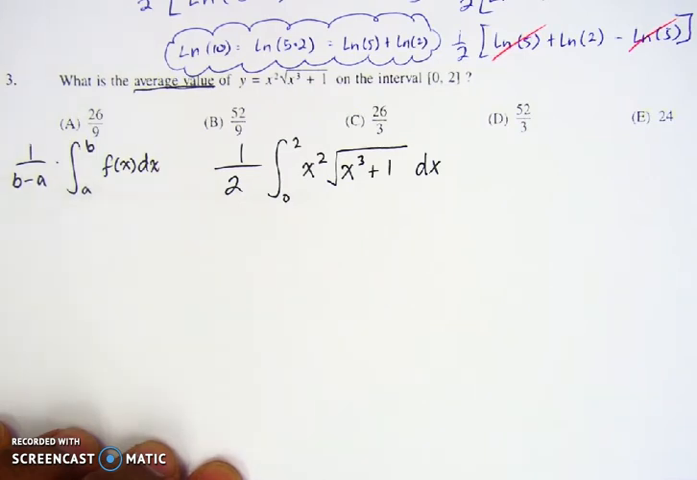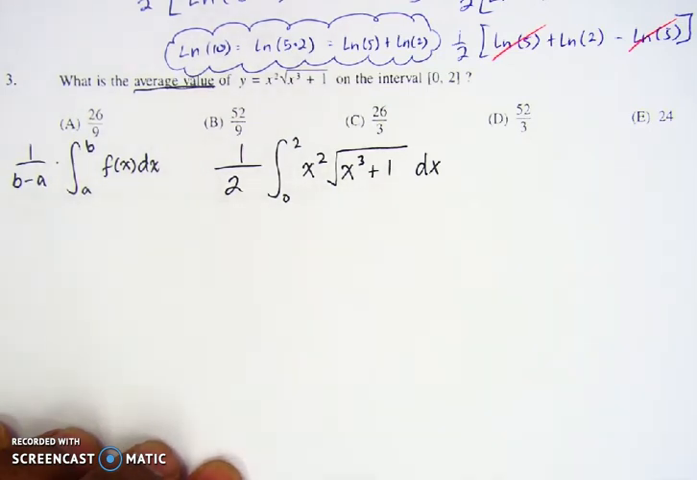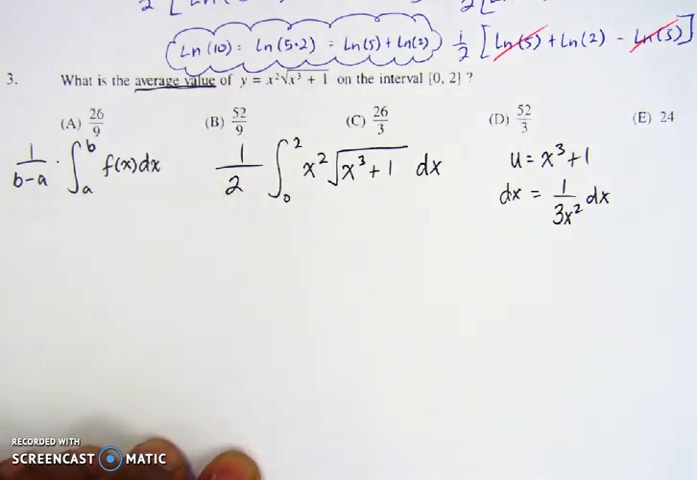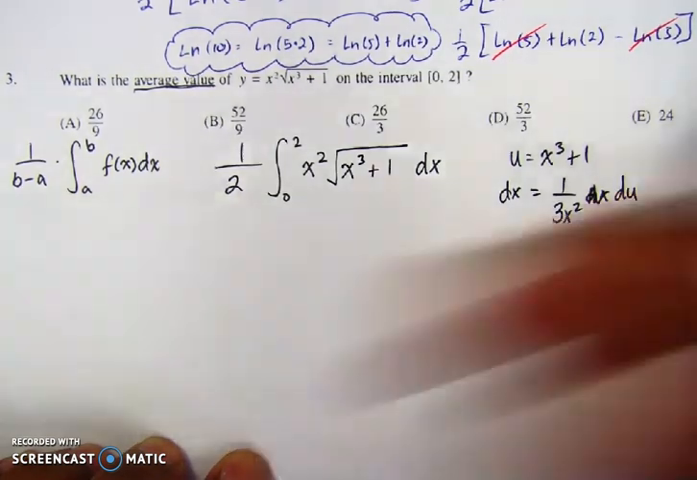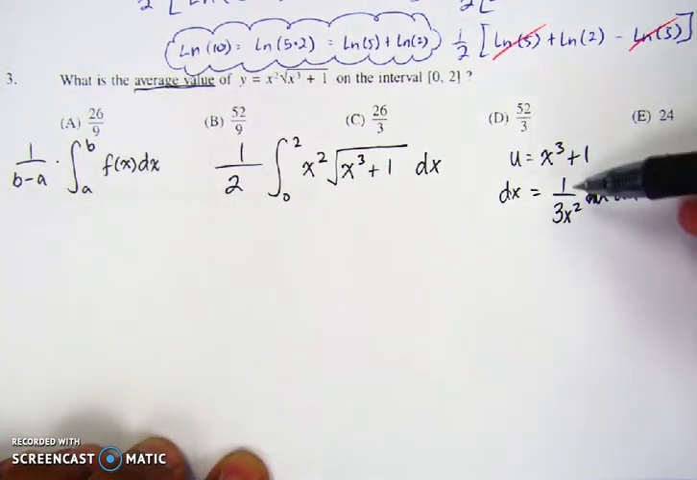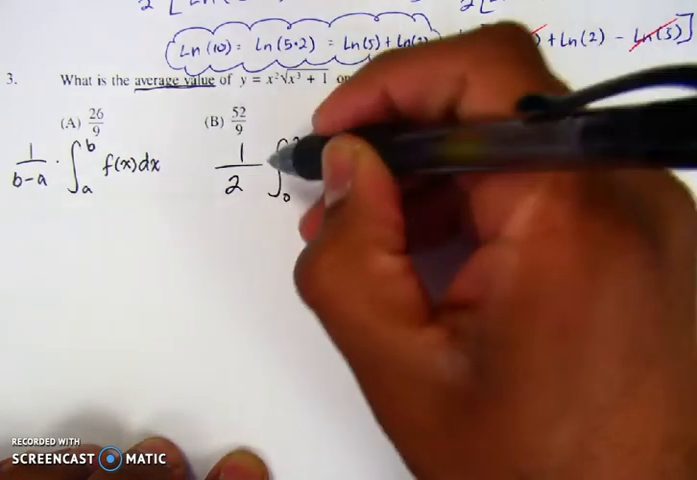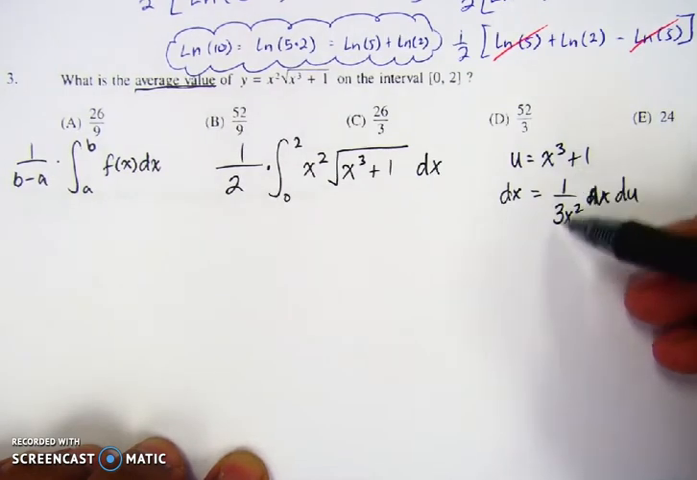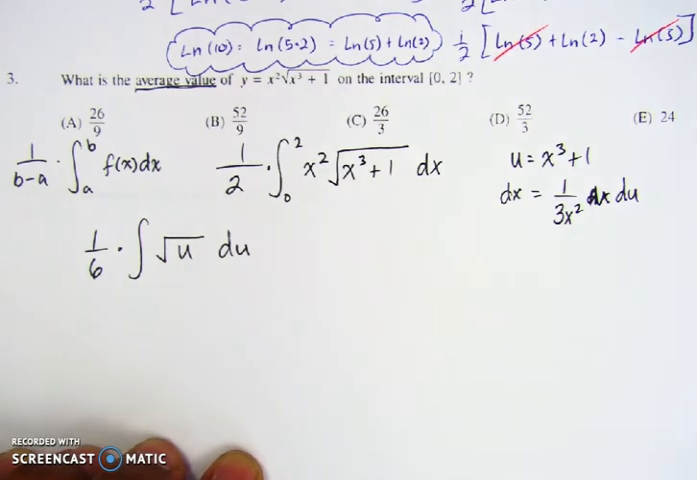Alright, so we're going to have to integrate, and we're going to have to do u substitution where u is x cubed plus 1. So that makes dx equal to 1 over 3x squared du. Ooh, that's not dx, that should be du. So if we take this 1/3 out, and we already have a 1/2 outside of the integral, 1/3 times 1/2 is 1/6, or 1 over 6 times the integral of radical u du.